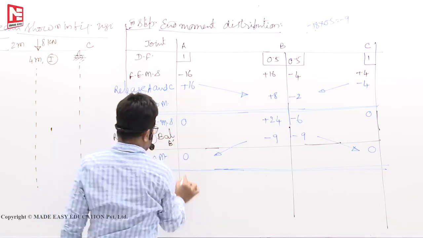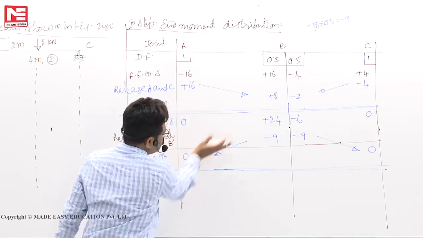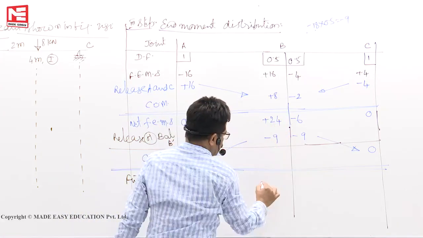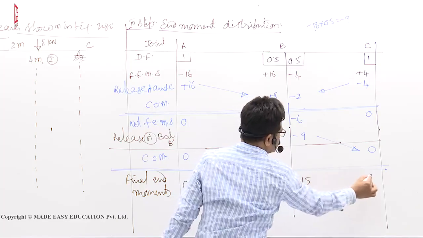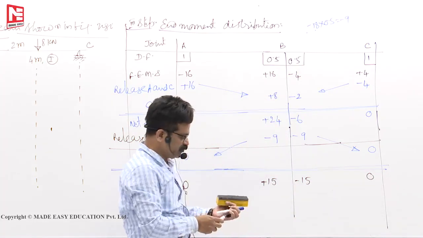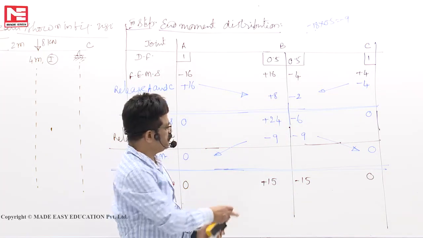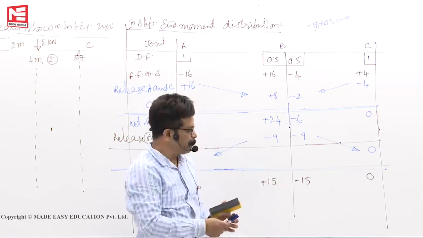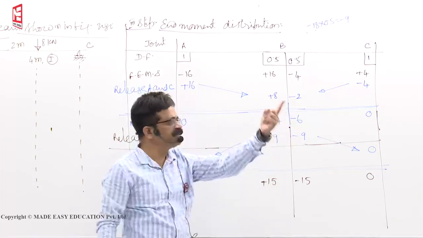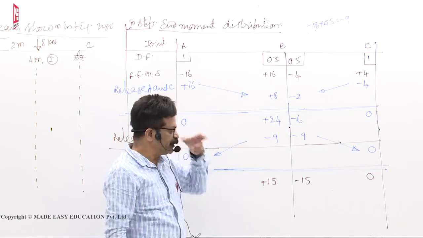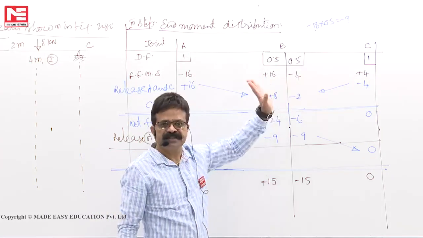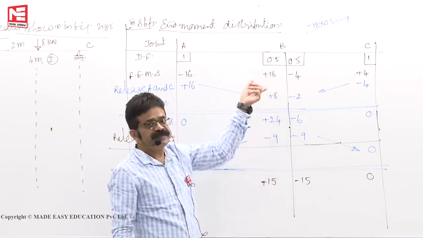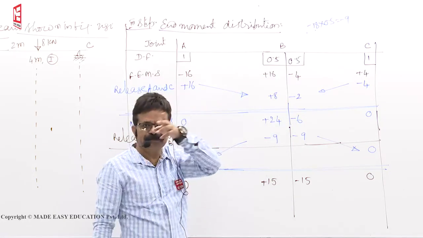Final end moments. Here it should be 0. Only this part you have to add. 24 minus 9, you will get plus 15, minus 15, 0. Now you see, the net fixed end moment at B is 0 only. At this point plus 15, BC minus 15. So now joint equilibrium is satisfied. Here plus 16 minus 4 is not satisfied. So one side plus 16, one side minus 4.